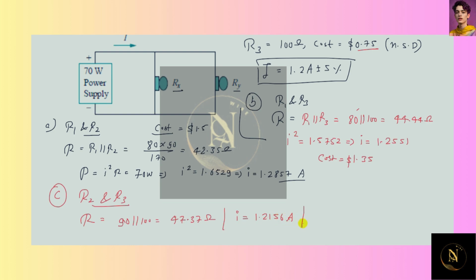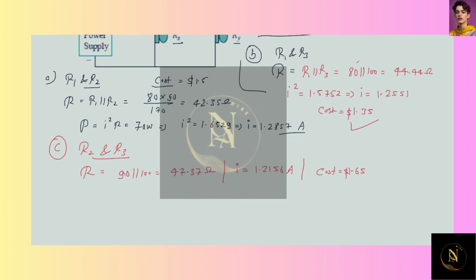And the cost would be $1.65. Now B and C both satisfy the range, but the minimum cost is case B, so we choose case B. So R1 and R3 are chosen, and this is your right answer.